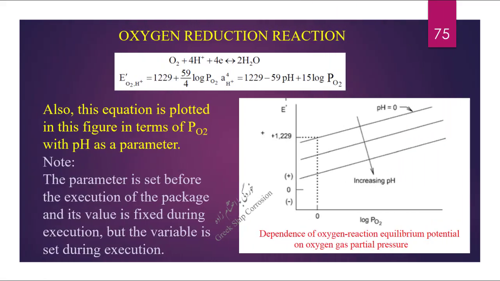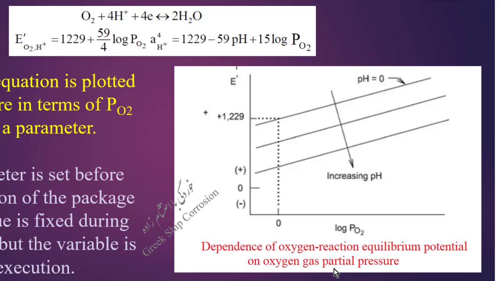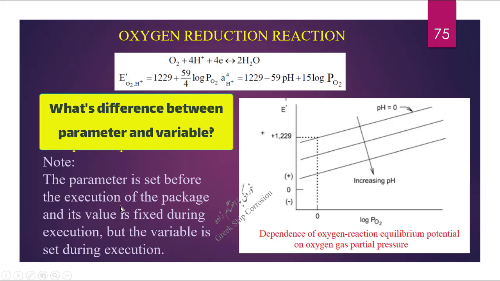Also, this equation is plotted in this figure in terms of PO2 with pH as a parameter. Dependence of oxygen reaction equilibrium potential on oxygen gas partial pressure. Note, the parameter is set before the execution of the package and its value is fixed during execution, but the variable is set during execution.